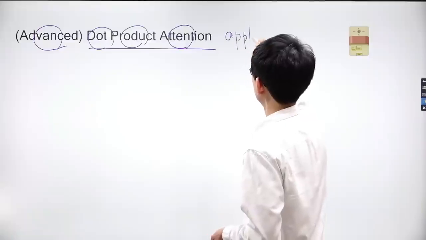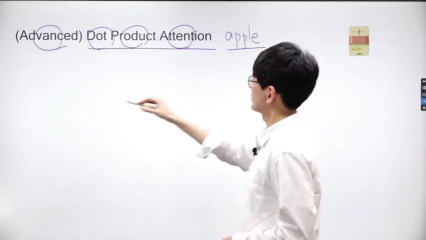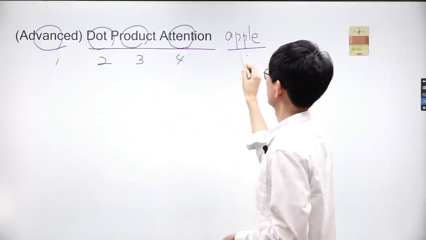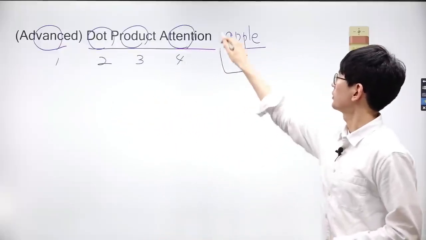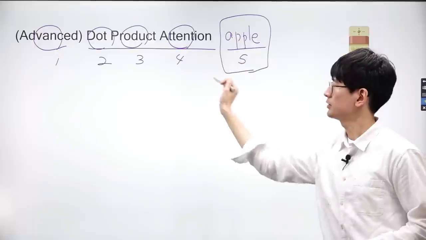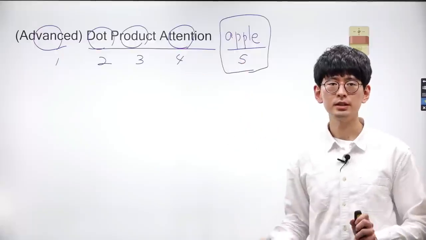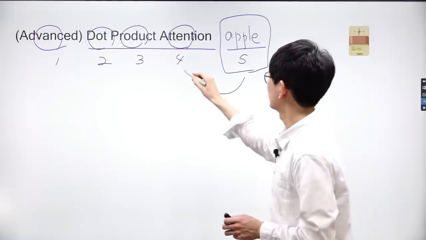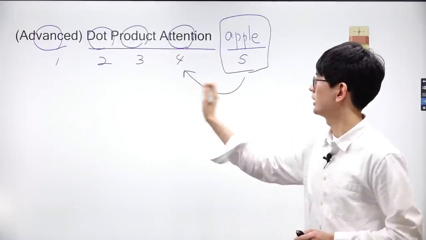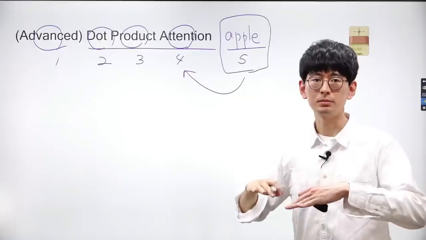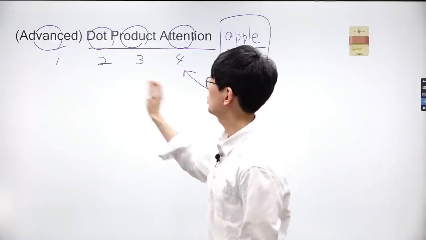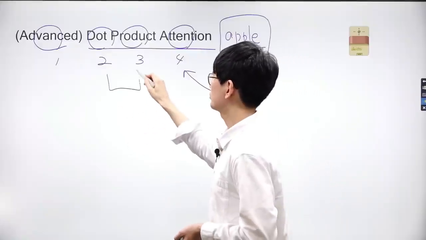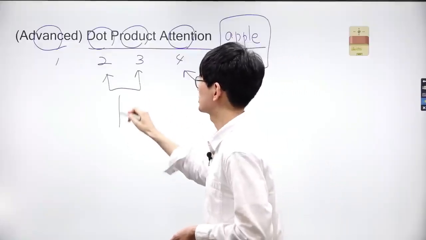Let's add a random word apple next to the title and enumerate each word. The word apple is not relevant to the other 4 words in the title. Thus, its similarity measure is lower than that of the others. However, the similarity measures between the other words are high. Specifically, the similarity measure between dots and product is higher than the similarity measures between the other words.